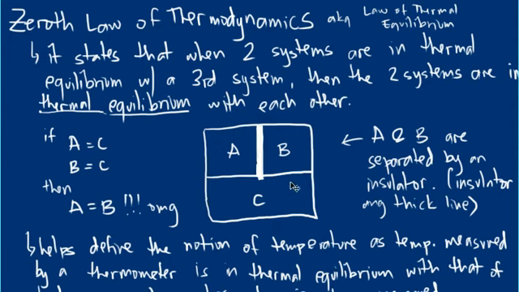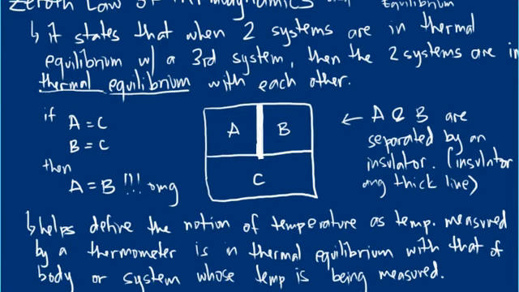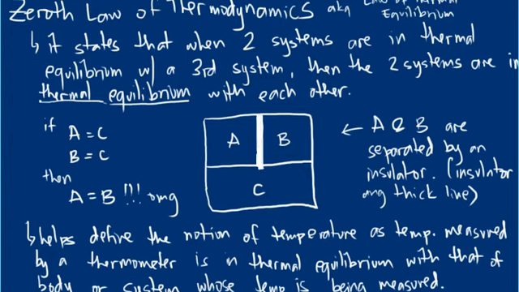And then both systems are thermally in contact with system C. So according to the zeroth law of thermodynamics, if A is in thermal equilibrium with C and B is also in thermal equilibrium with C, then A and B are in thermal equilibrium with each other. OMG. It's just like in mathematics. What law is that? Transitive? Is that transitive? Anyway, so what's the purpose of the zeroth law of thermodynamics?